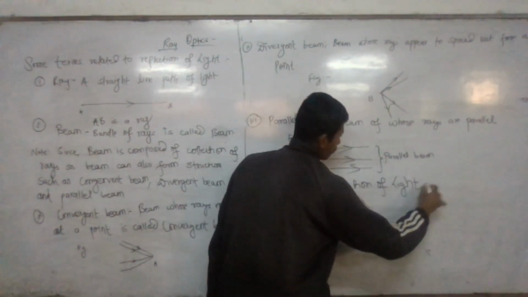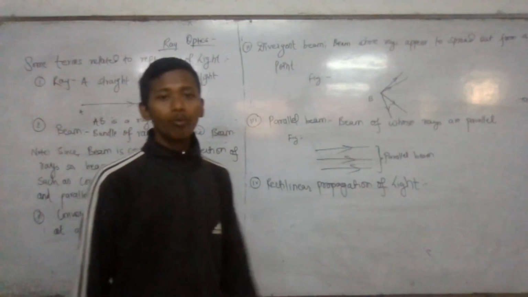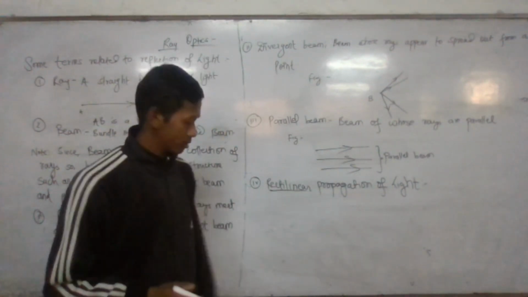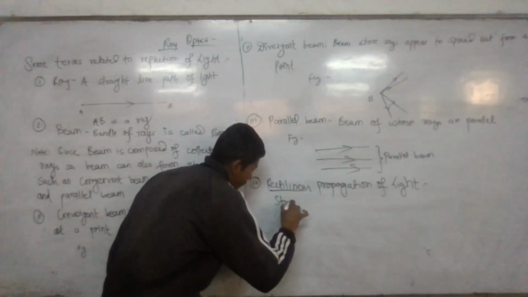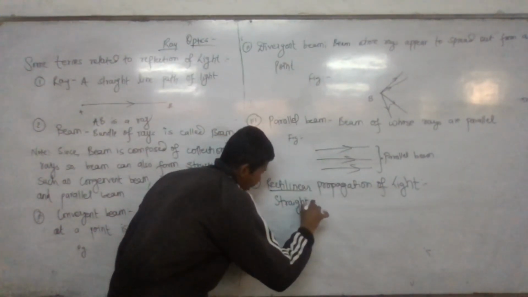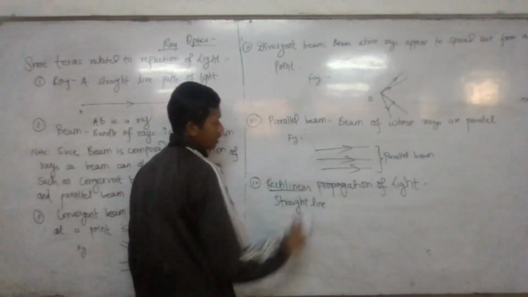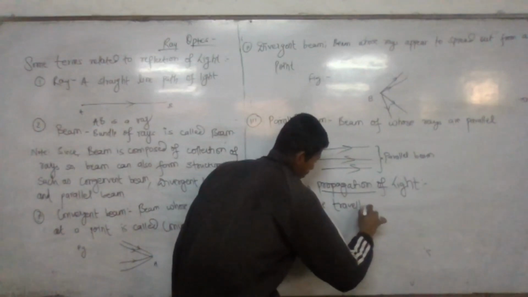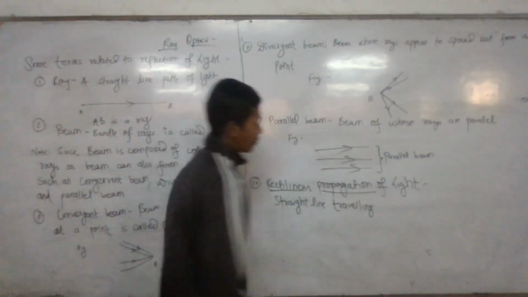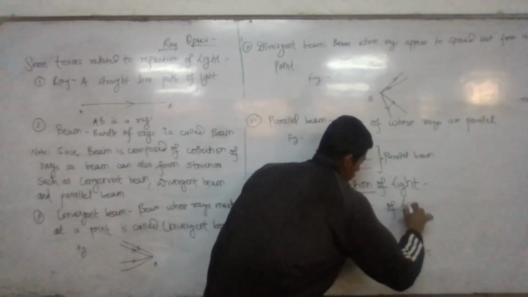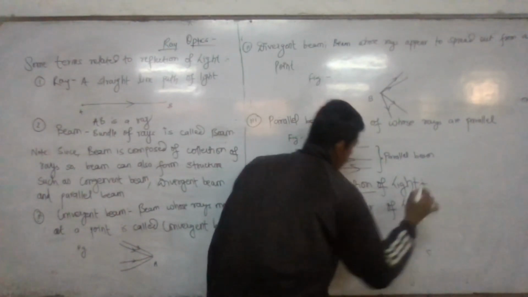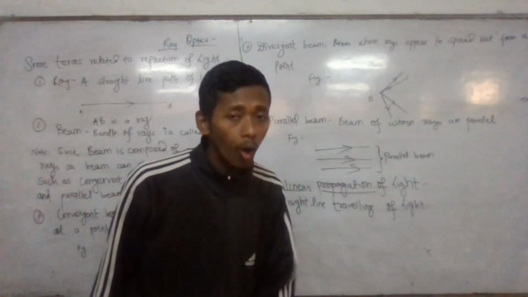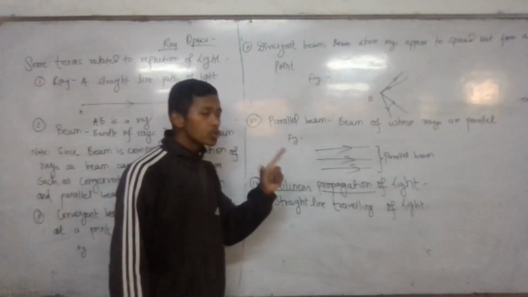Rectilinear propagation of light. So what is rectilinear propagation of light? The word itself, rectilinear, means straight line, and propagation is simply travel. So it is the straight line traveling of light. Light always travels in a straight line path.